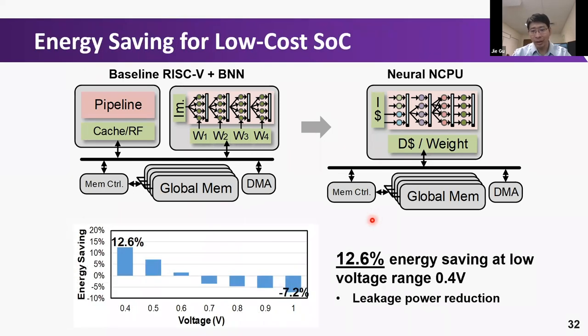In terms of energy saving, we pay an energy overhead because we're running a little bit of overhead at high voltage. But at very, very low voltage, when we push into the sub-threshold region, as you all know, the leakage starts to dominate the power consumption. In that case, we even get some energy saving because our chip is smaller, so we have less leakage power consumption. That's another interesting point here.